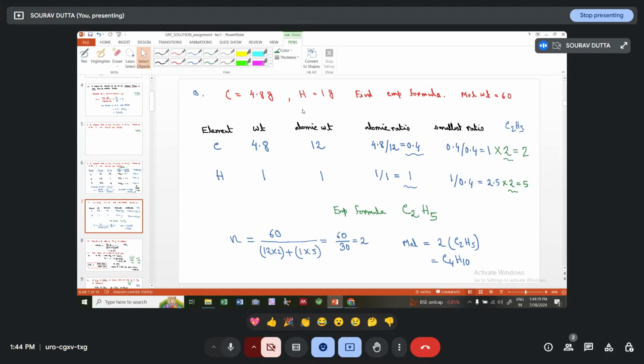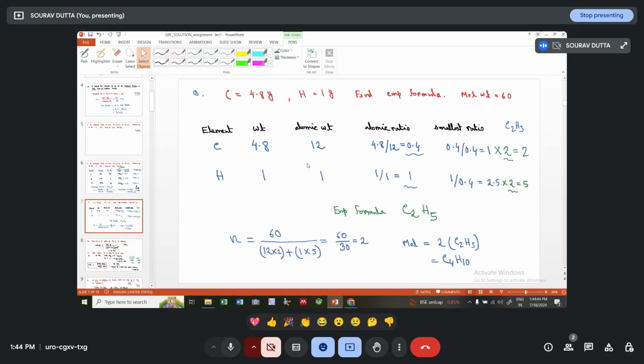Another type of question. There is a similarity between the previous one and this one. Here the percentage composition is not given to you, only the mass is given. It's okay, no issue. Carbon 4.8 gram, hydrogen 1 gram, find the empirical formula, and the molecular weight is given as 60.